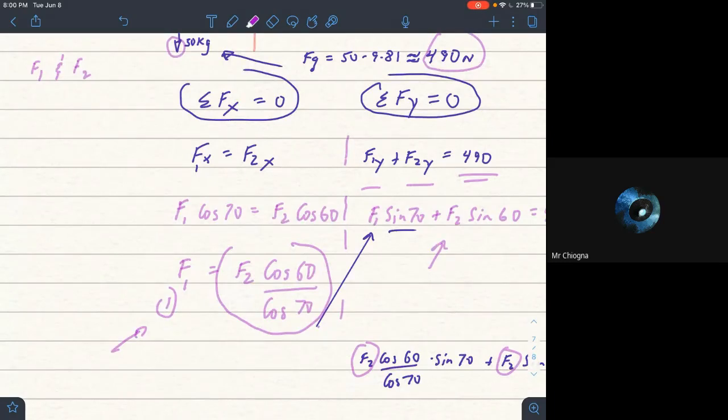Now, do you always need two equations? No, you could do otherwise. In general, it's a general step that you take. Just look at some of the other problems here.